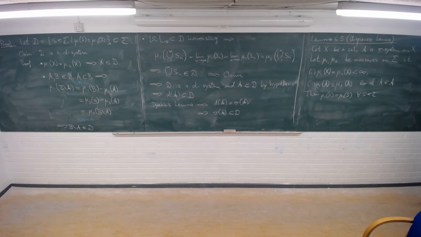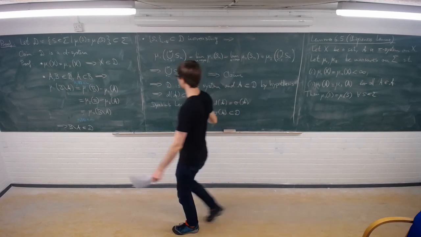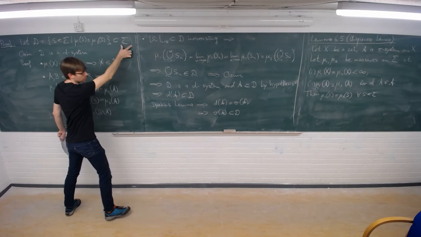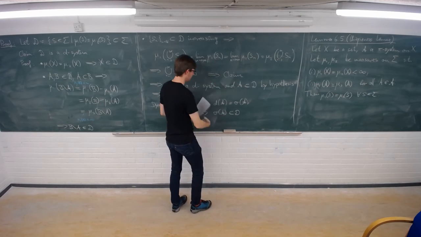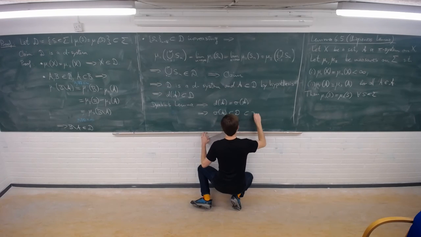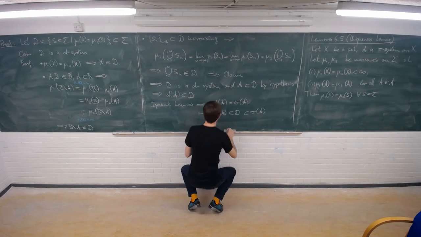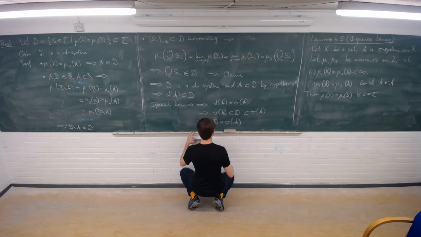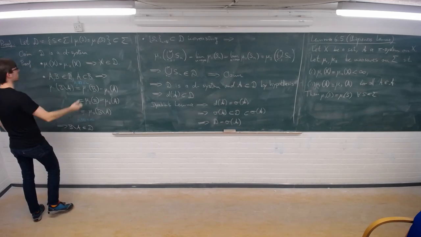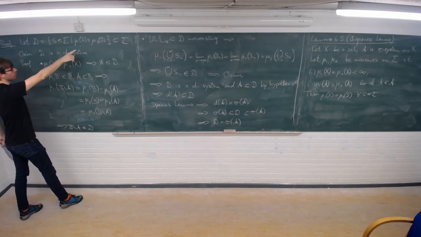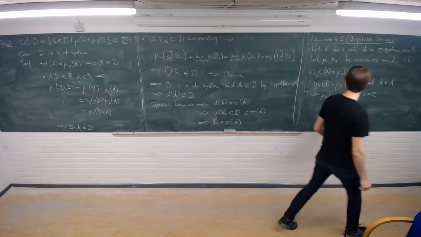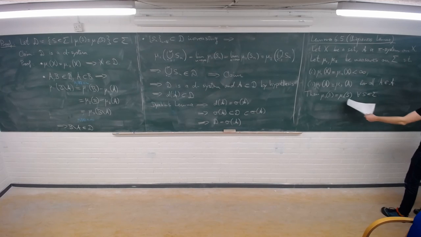Okay, and by our notation, capital sigma was equal to sigma of A. And by definition of D, D was a subset of sigma of A. Right, so we have sigma of A is a subset of D, D is a subset of sigma of A. So D is equal to sigma of A. And by the definition of D, this means that mu1 and mu2 agree on sigma of A. And this is precisely the statement of the uniqueness lemma.